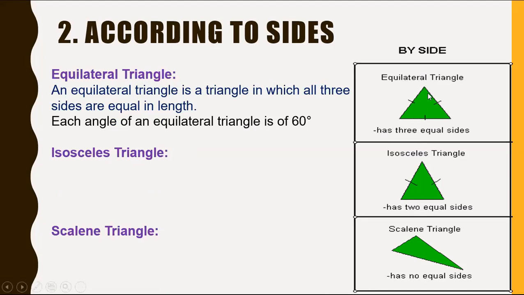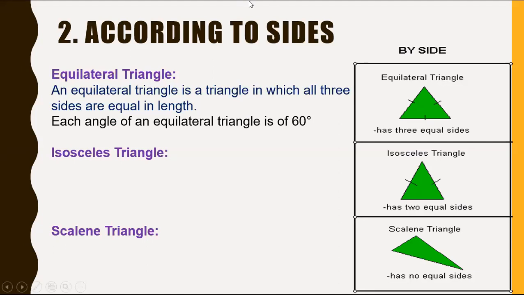That means the remaining two angles are also 60 degrees, because 60 plus 60 is 120, and 120 plus 60 is 180. So remember this important point: in equilateral triangles all the angles are equal and the sides are also equal.